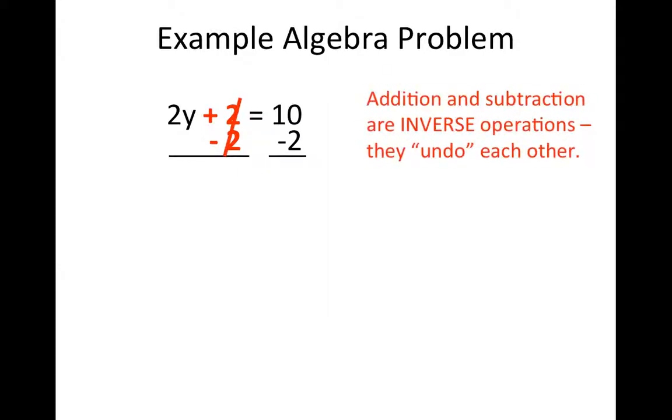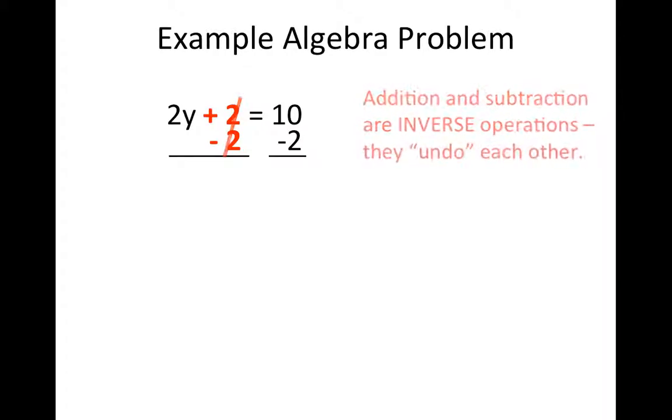So let's start with a simple algebra problem. 2y plus 2 equals 10. Well, the first thing I want to do is get rid of that plus 2. And by doing that, I subtract 2. And I can't do it from one side, I have to do it from both sides. So when I do that, those 2's cancel out because they are what are called inverse operations.